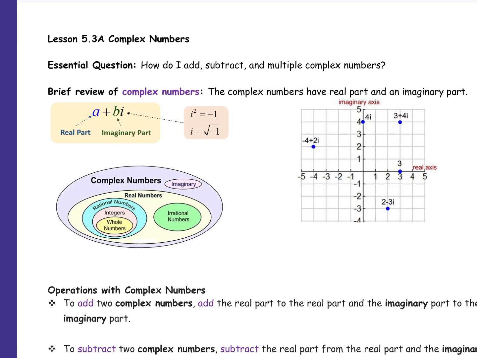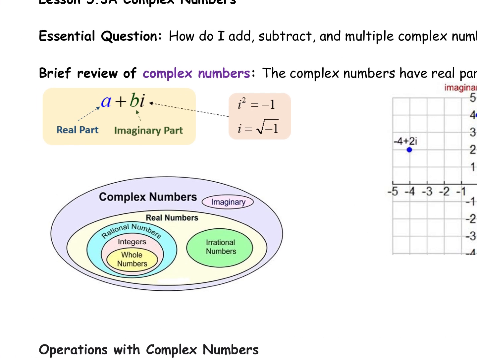Sometimes the real part is 0, but it's written as a plus bi. I want you to look at that, a plus bi right here. So the real part is always written first. The imaginary part is always written second. So sometimes I have to rewrite my answer that way.